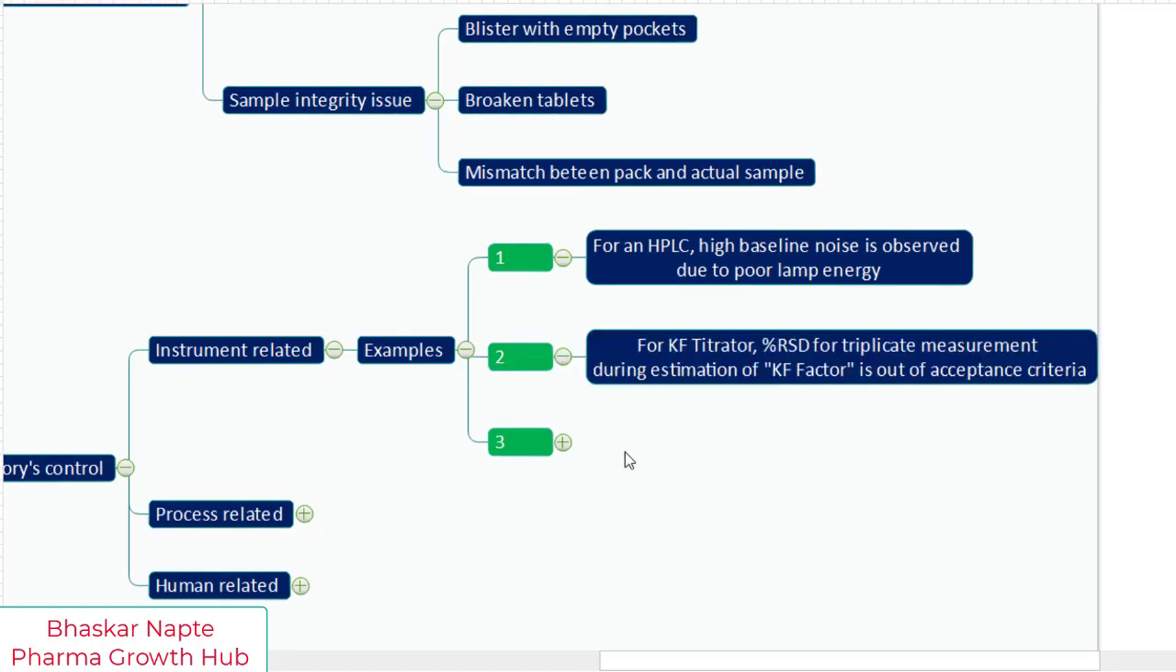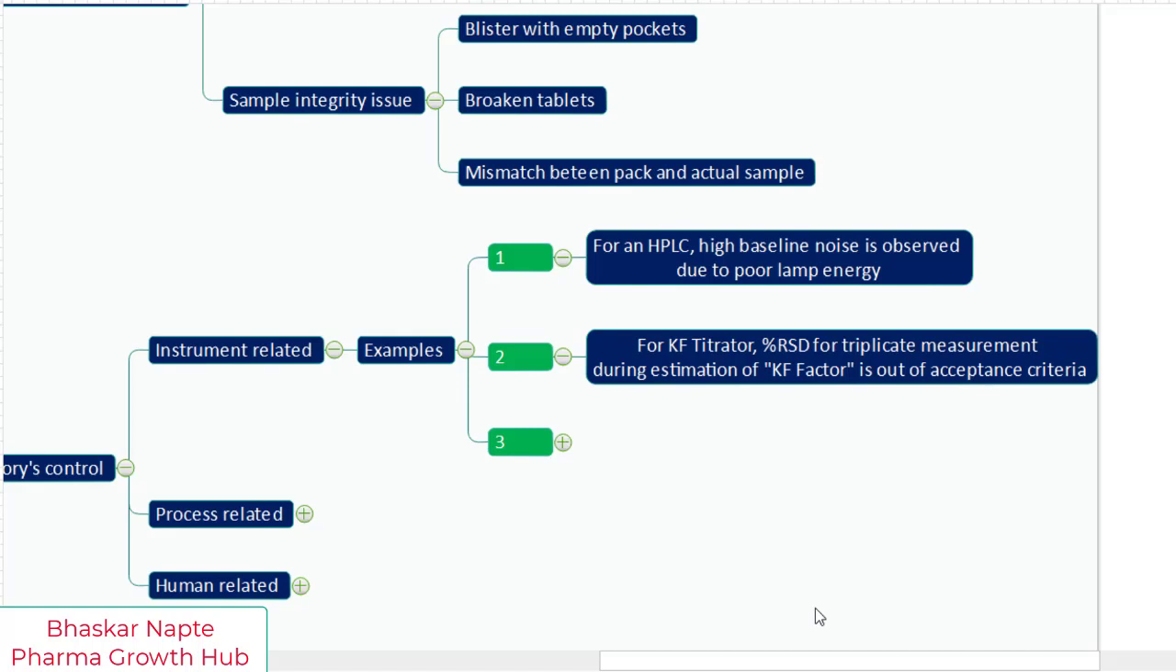The second example is for the Karl Fischer titrator. We know that the KF titrator needs to be, it is not a calibration kind of thing, but you need to understand the repeatability of the result by evaluating the KF factor. So generally the KF factor is evaluated thrice and the percent RSD is measured to understand the repeatability of the measurements. And you found that the percent RSD is not within the acceptance criteria. For example, if your percent RSD requirement is not more than 2%, and today you found that the percent RSD is around 3% for the triplicate measurement for the KF factor determination.